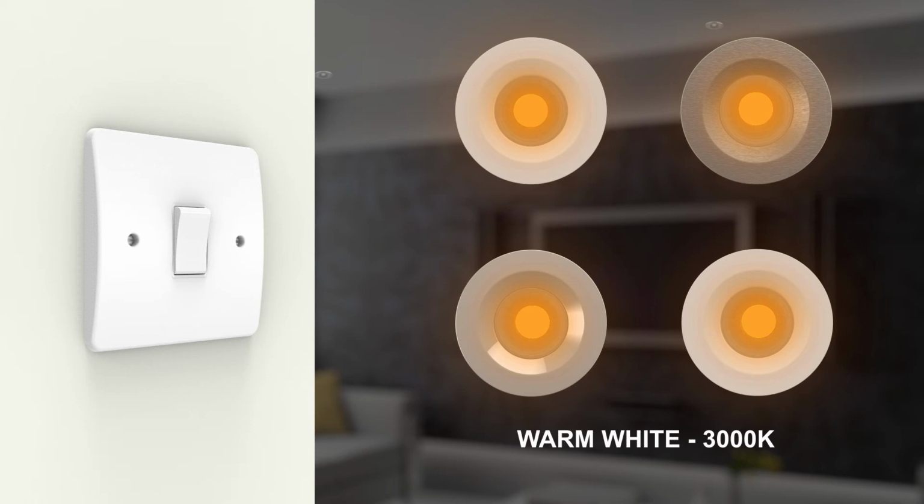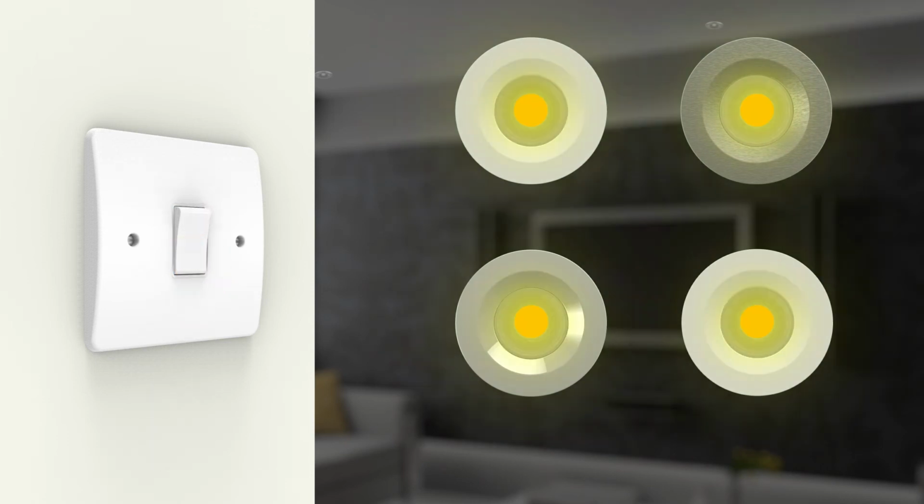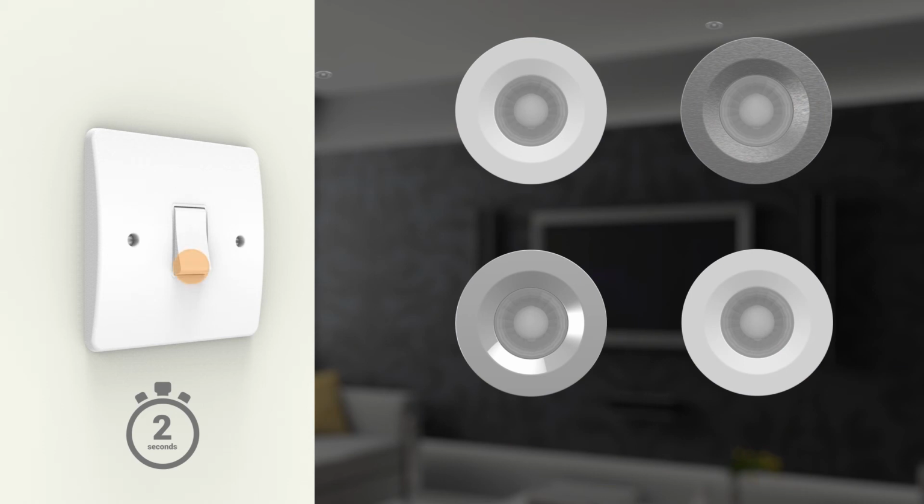If you want to change this light color to a cooler white, simply switch the lights off again at the wall switch for 2 seconds and then switch them back on. And if you want to change this color to a bright cool white, simply switch the lights off again at the wall switch for 2 seconds and then switch them back on.